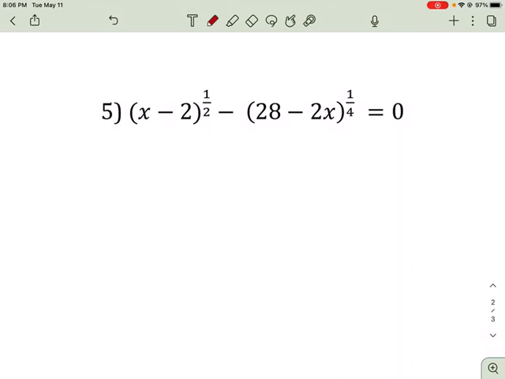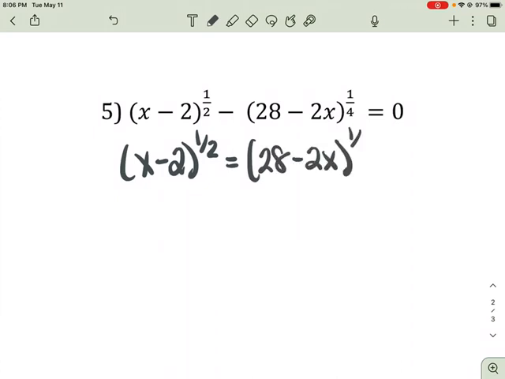So let's move one. So I'm going to move the 28 minus 2x to the 1/4. So I'm going to add that to the other side. So we get x minus 2 to the 1/2 equals 28 minus 2x to the 1/4. Oh boy. Now that's a problem because you have to raise both sides of the equation to the same power, right? Keep that balance. So one's 1/2, one's 1/4.